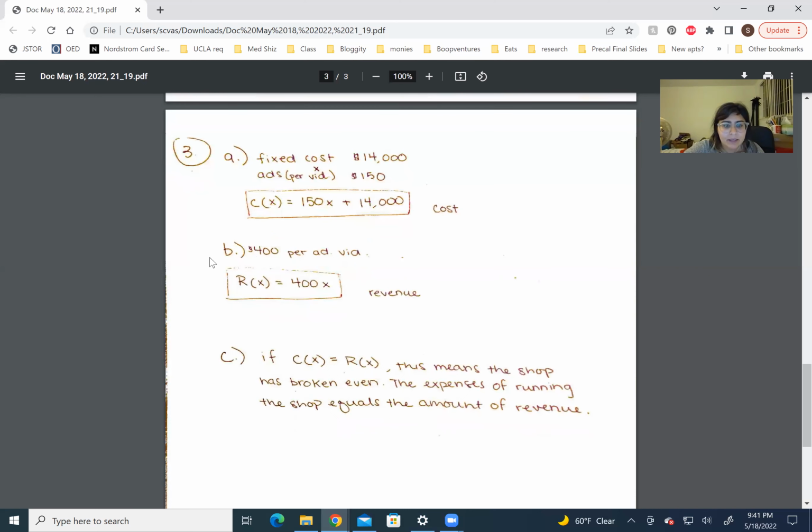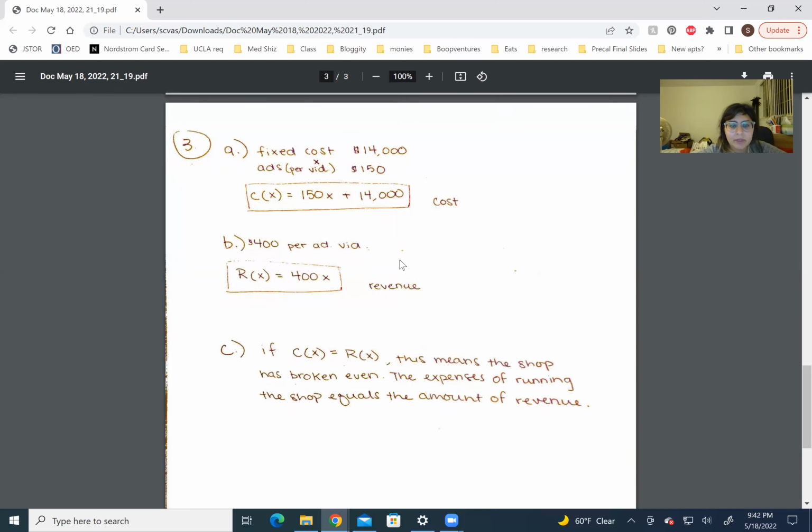So for B, this is going to be how much they make in revenue, not taking into account any cost, just pure revenue. So I just put our function is equal to 400x. So x would be the amount of ads, and 400 would be multiplied by that. So if they made one video, they would earn $400.